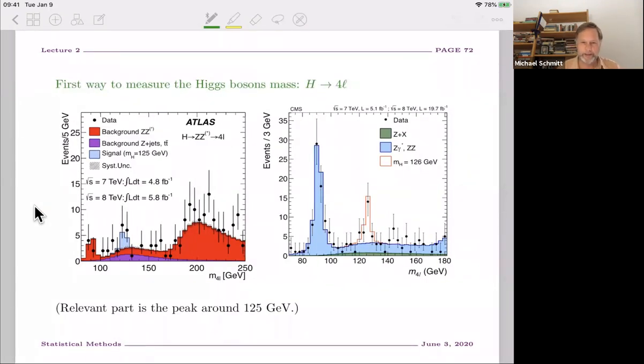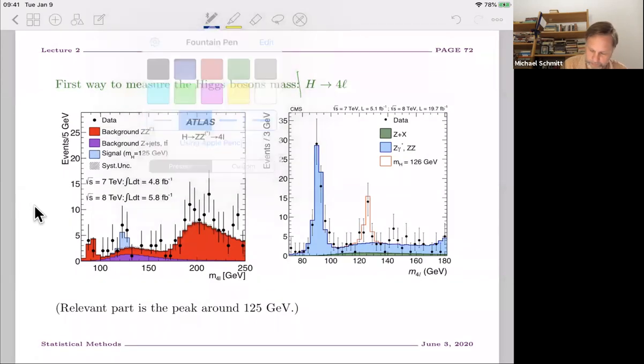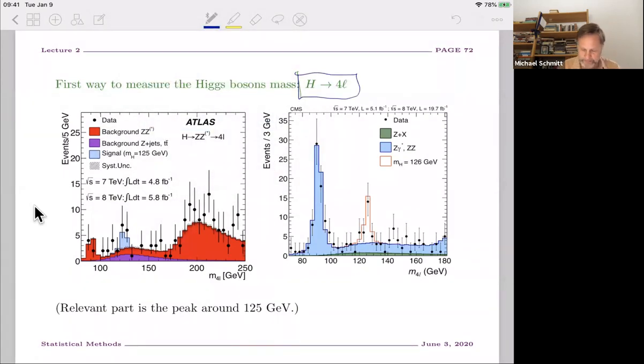What are we going to combine? Well, first of all, we can measure the Higgs boson mass through the channel, Higgs decaying to 4 leptons. Okay, and so we've got right here a signal from Atlas. We've got from here a signal from CMS.